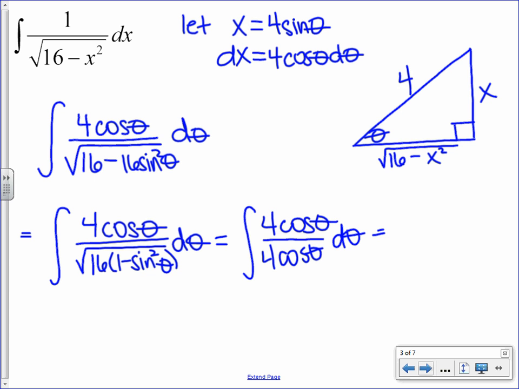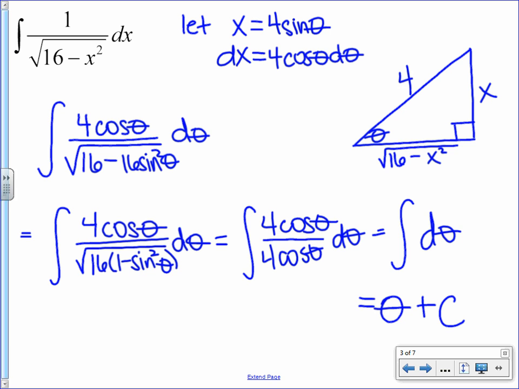So what are we integrating? We're integrating 1 d theta. Which is what? Theta plus c.